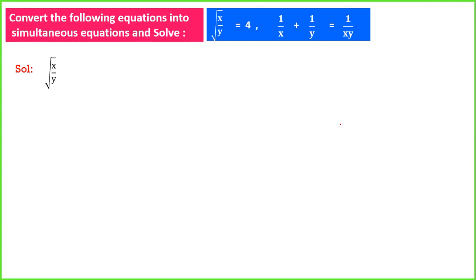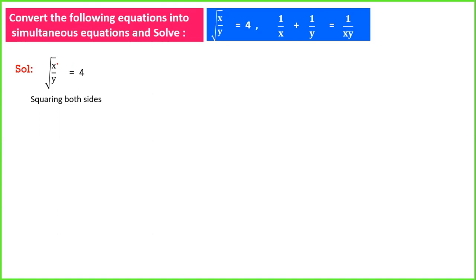First of all, root of x upon y is equal to 4. Now, definitely with a square root sign, with a radical sign, it will be difficult for us to get the solution of the sum. So what we are going to do is try to remove the square root. To remove the square root, we'll square both the sides. So squaring both the sides.